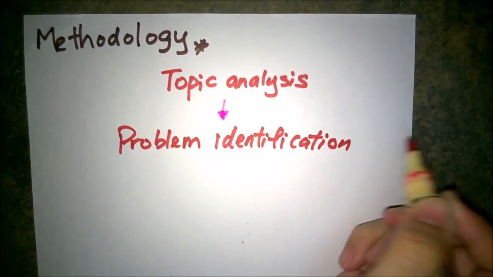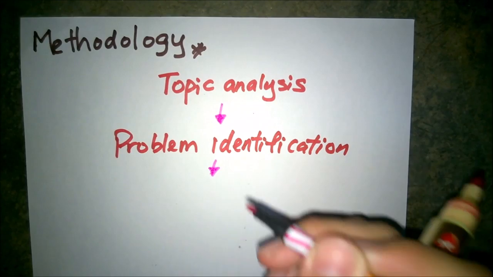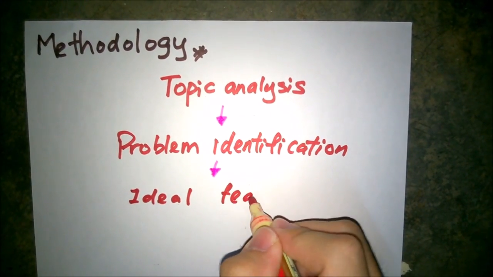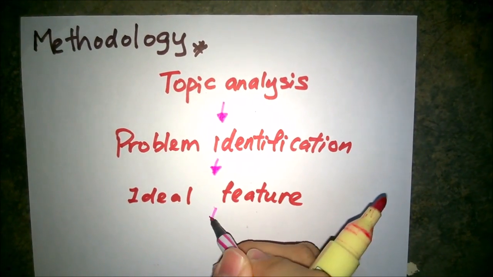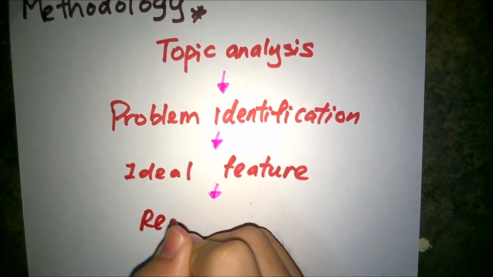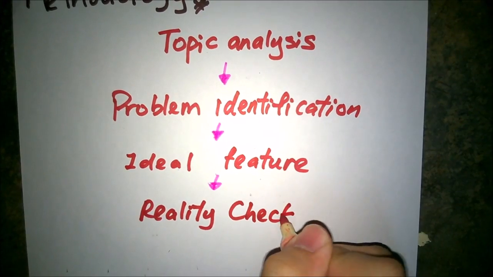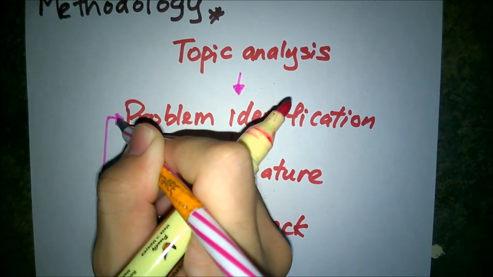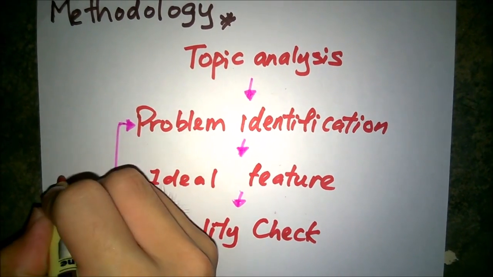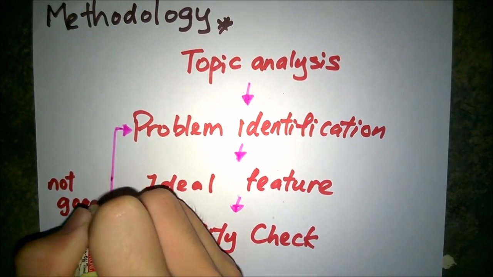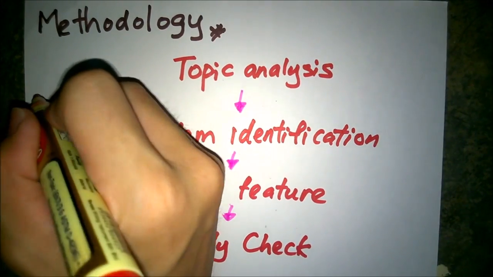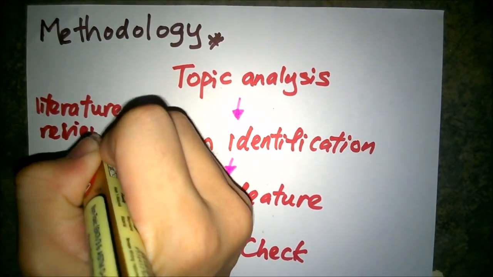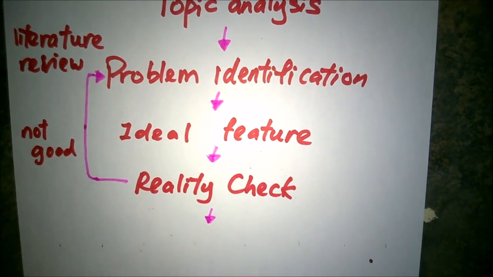Here we identify the problems that we are going to face throughout the whole project. The third one would be ideas and features for our project. After coming up with ideas and features, we will do a reality check by doing research through literature review, to understand what we're going to do and to check whether it is feasible or not. If it's not, then we will go through the problem identification again.